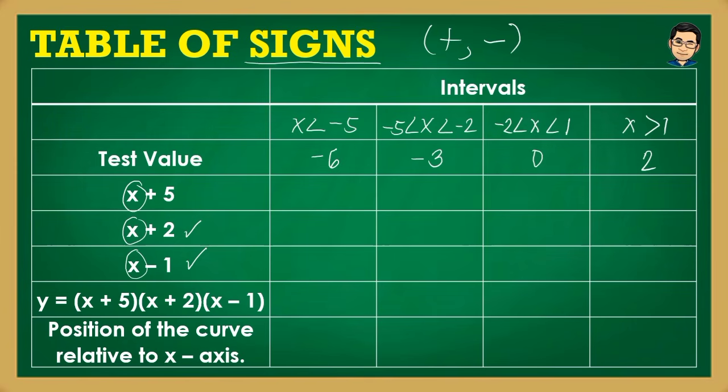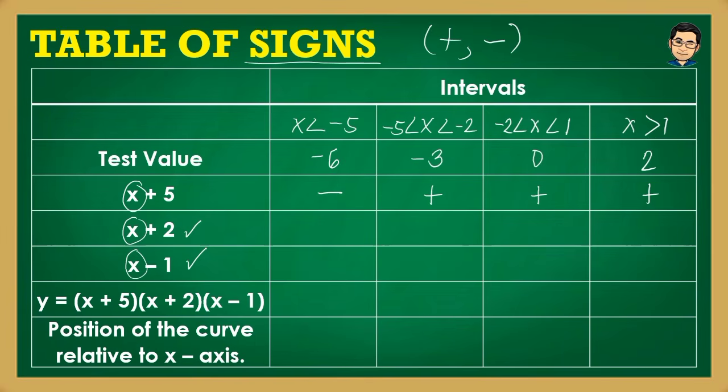Negative 6 plus 5, that is negative 1. So, isusulat natin, negative. Next, negative 3 plus 5, that is positive 2. So, dahil positive, ilagay natin plus. And then, 0 plus 5, that is positive 5. So, again, positive pa rin. Next, 0 plus 2 plus 5, that is 7. So, positive pa rin.